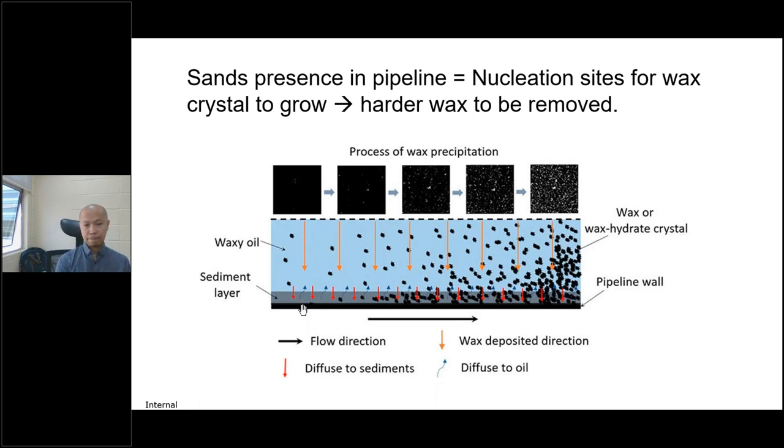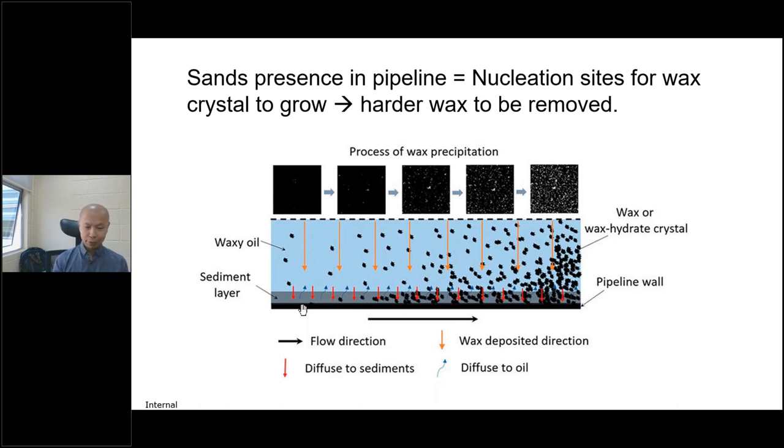So when we are producing waxy crude, there is a possibility that we might have wax deposited inside the pipeline or tubing, and then we need to do a regular cleaning, which is normally done. The problem is sand present in the pipeline that provides basically a nucleation site for the wax crystal to grow.